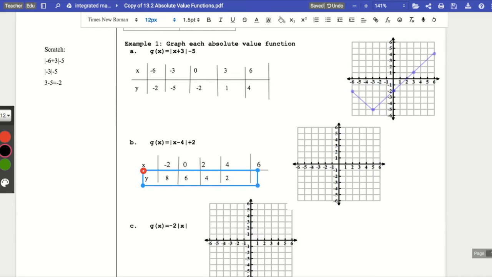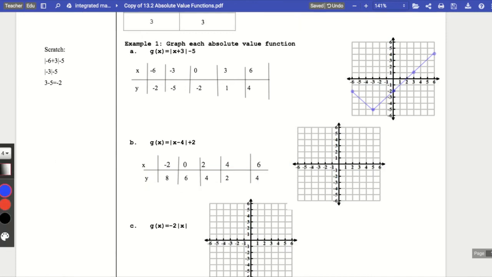And then 6, I got 6 minus 4. 6 minus 4 is 2. 2 plus 2 is 4. So you can see I got that dip again that I wanted. So let's go ahead and graph our points. This time we'll do our graph in red. Why not? So now we have -2, -8, which is way up here.